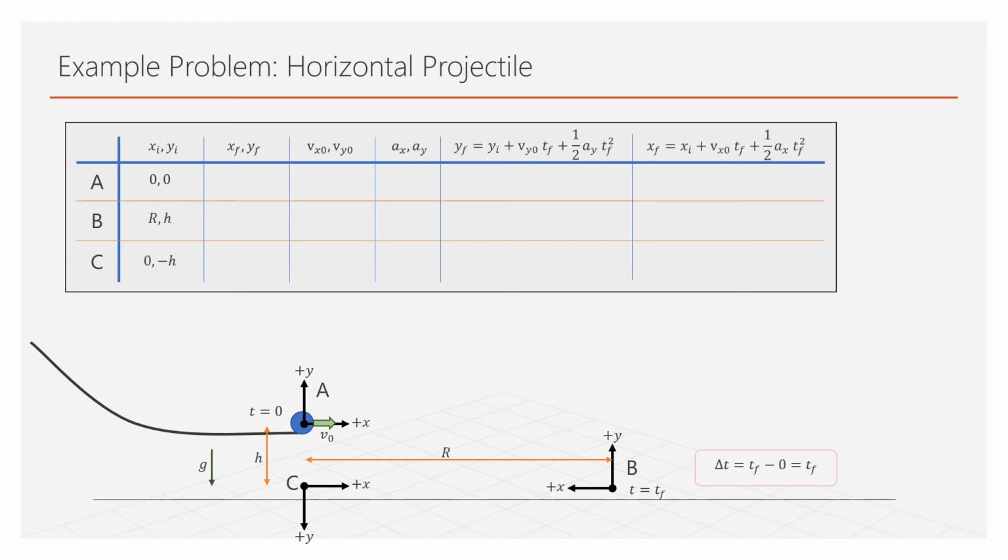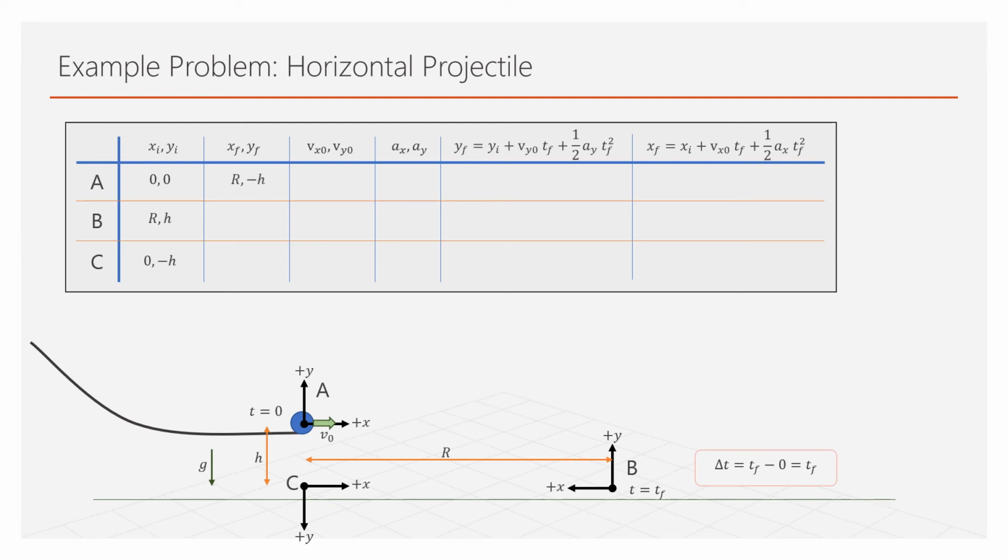Doing something similar for coordinate system C, we get that the initial position is x equals 0 and y equals negative h. The reason it is negative h is because in coordinate system C, downward is taken to be positive. The object is above the origin, and so therefore its y-coordinate is negative.